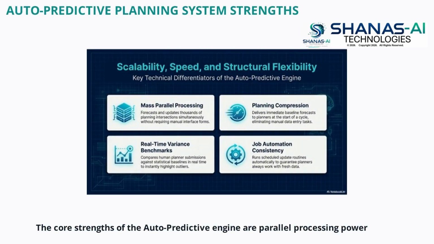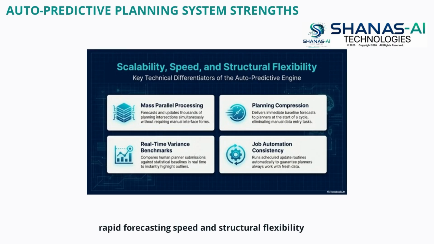Core strengths of the auto-predictive engine are parallel processing power, rapid forecasting speed, and structural flexibility. Unlike basic data forms that calculate one row at a time, this engine updates thousands of cells simultaneously across large member slices. It gives planners a robust statistical starting point on day 1 of a cycle, reducing manual effort and highlighting major variances in real time.